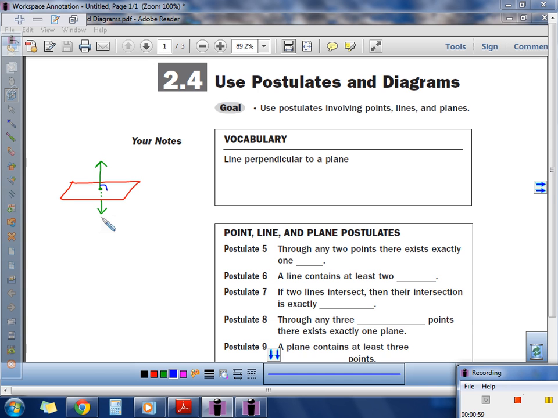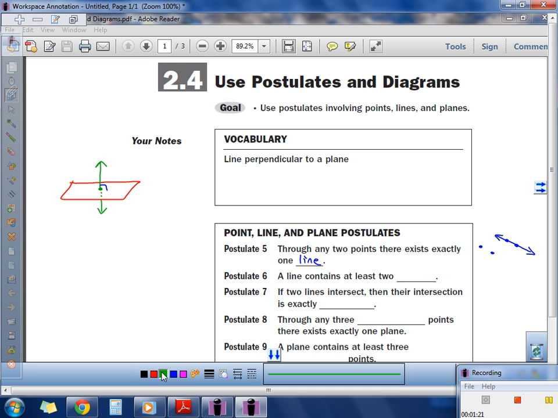So pay attention to these key fill-in-the-blank terms. Through any 2 points, there exists exactly one line. And we've talked about this already. Remember we talked about if you have 2 points, then you can draw a line through those 2 points. So this can be your conditional statement. If you have 2 points, then you can draw a line through those 2 points. That'd be a good picture to have.